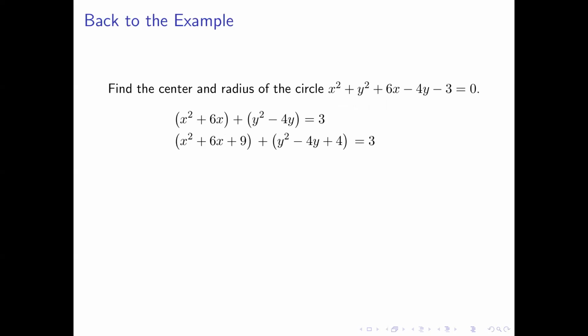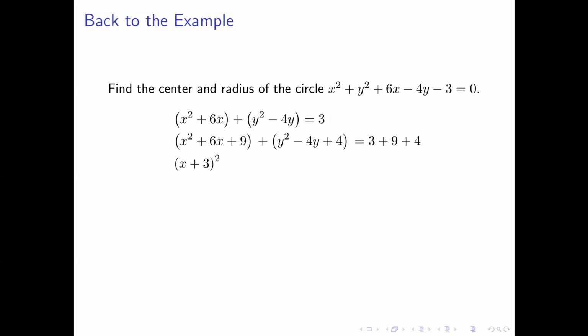Now on the right side, we have 3. But notice here, we added some stuff to the left side of our equation. We added 9 and we added 4. If we're working in an equation, if we add stuff to one side, we need to make sure to add it to the other side as well. So we're going to add 9 and 4 on the right side as well. That ensures that our equation is equivalent after we do all this addition.